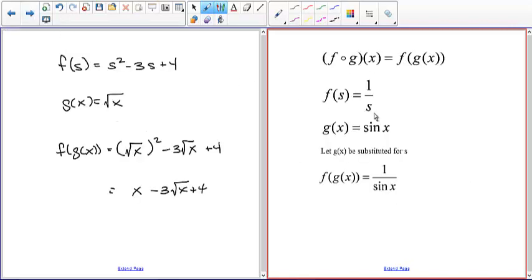Okay, another one. Now, we haven't actually introduced the sine function, but you should know it from geometry. So again, what we're going to do is, for s in the argument, we're going to put g of x. For s in the function, we're going to put the sine of x. So it becomes 1 divided by s, but s is the sine of x.